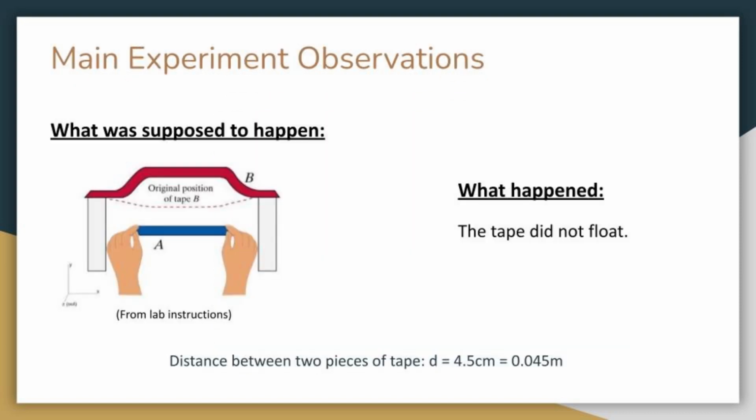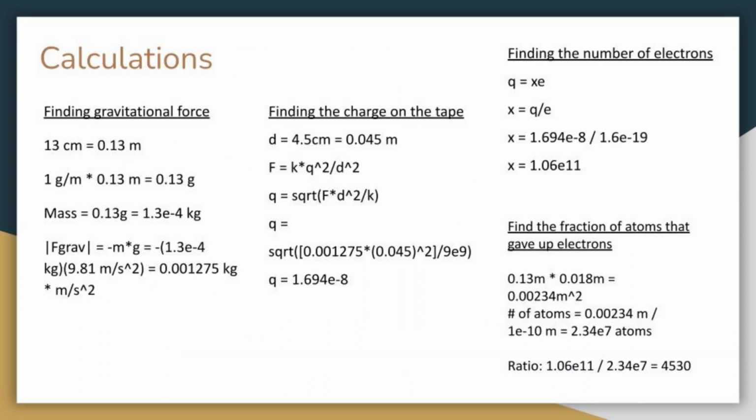The main part of the experiment is to evaluate the amount of excess charge on the U-tape by making the top U-tape float due to the bottom U-tape. I tried many times in many places to get the tape to float, but it didn't work. So I just took the regular distance between the two pieces of tape. To determine the gravitational force on tape B, I measured the mass of the tape.